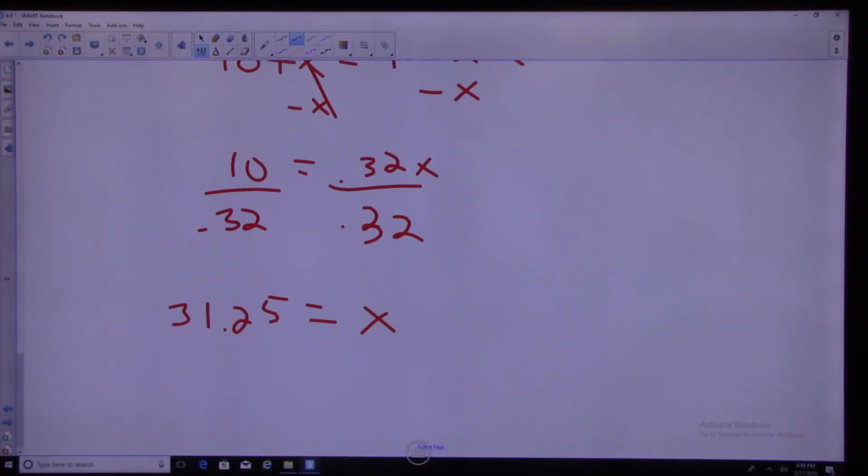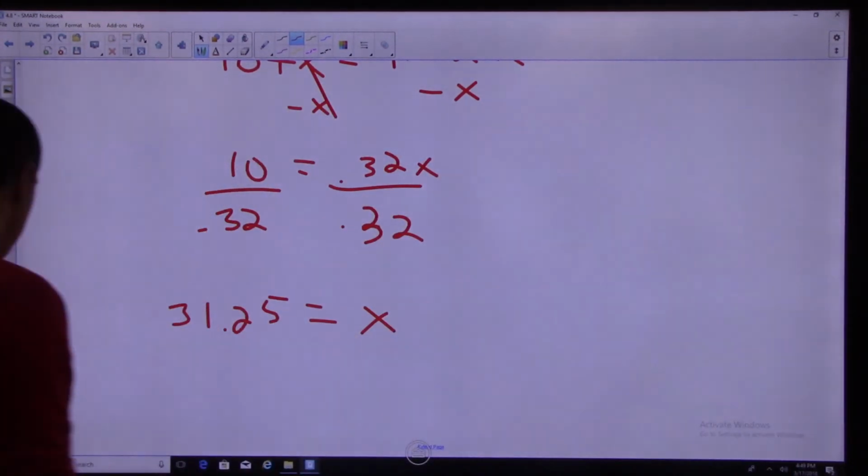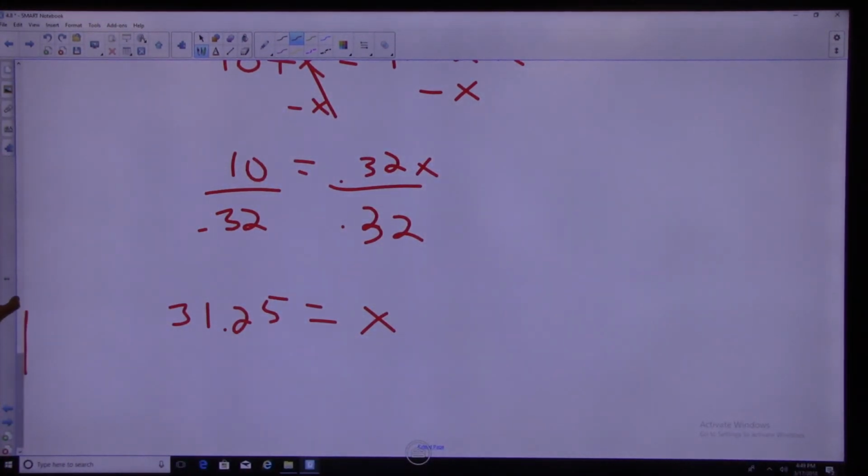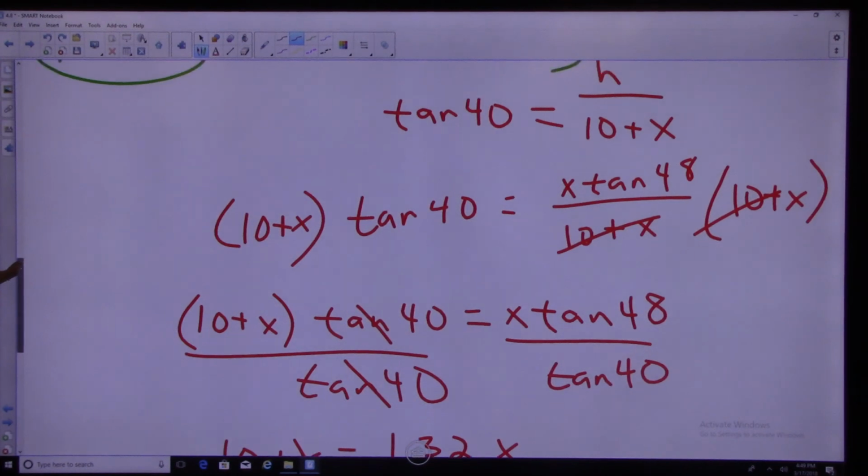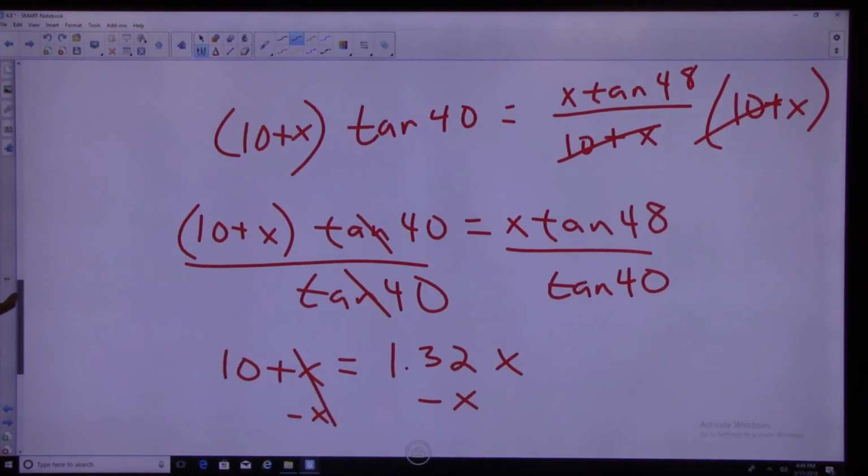Let me just double check, just to make sure I've got this right. I don't want to end this. Oh, shoot. Okay, my answer is a little bit off. The reason it's a little bit off is because I rounded too much. Okay, so the answer the book has is 34.32. So to make sure you're not off by that much, you shouldn't round. You should just keep it in your calculator.